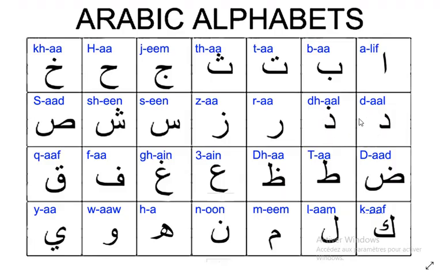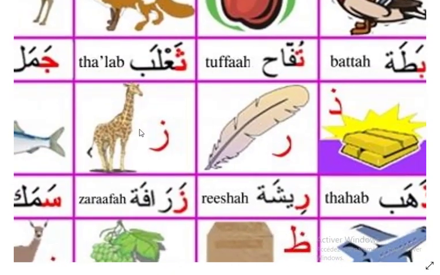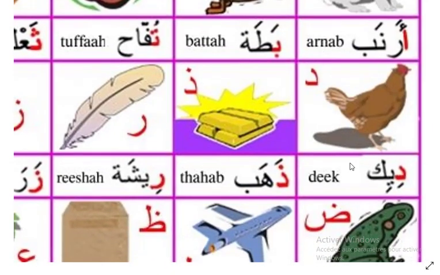The next group has 2 letters, one without the dot and the other one with the dot on top. So this is dal. The sound is da, just like the letter D. I'm going to give you an example. Deek, which means rooster.